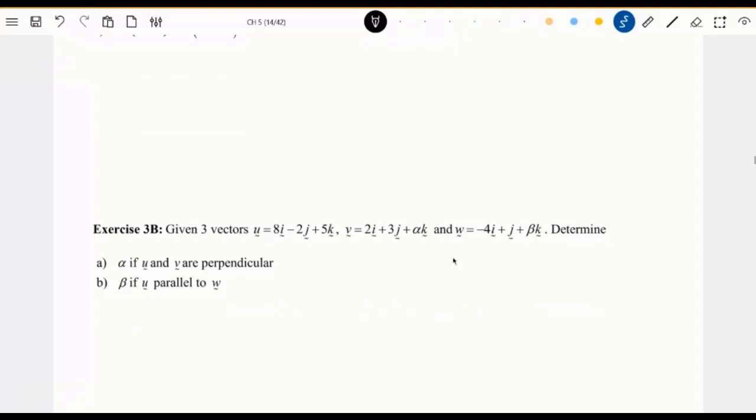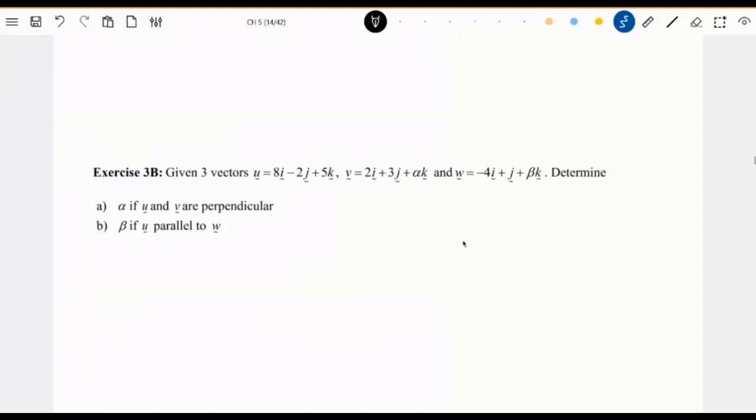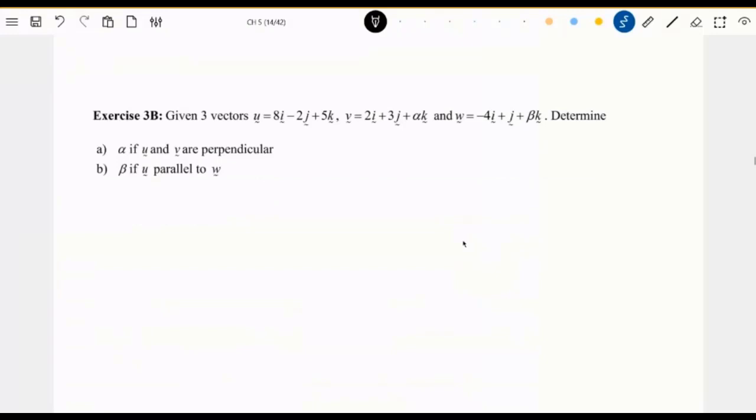Alright, the next one is exercise 3B. Given 3 vectors, you have to determine the alpha if U and V are perpendicular. So yang ini kita akan settlekan untuk part A saja sebab part B ni sebenarnya untuk vector product. Part A, which is whenever we have U perpendicular to V.